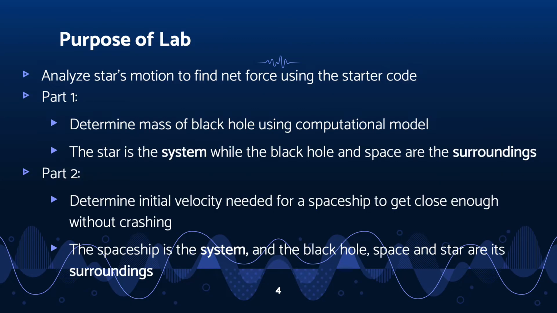The purpose of the lab was to analyze the star's motion to find the net force on the star for all points in the data using the scaffolded starter code, and to determine the initial velocity needed for a spaceship to get close enough to a black hole without crashing and then leave the system. So in part 1, the system was the star while the black hole and space were its surroundings, and in part 2, the spaceship is the system while the black hole, space, and star are its surroundings.